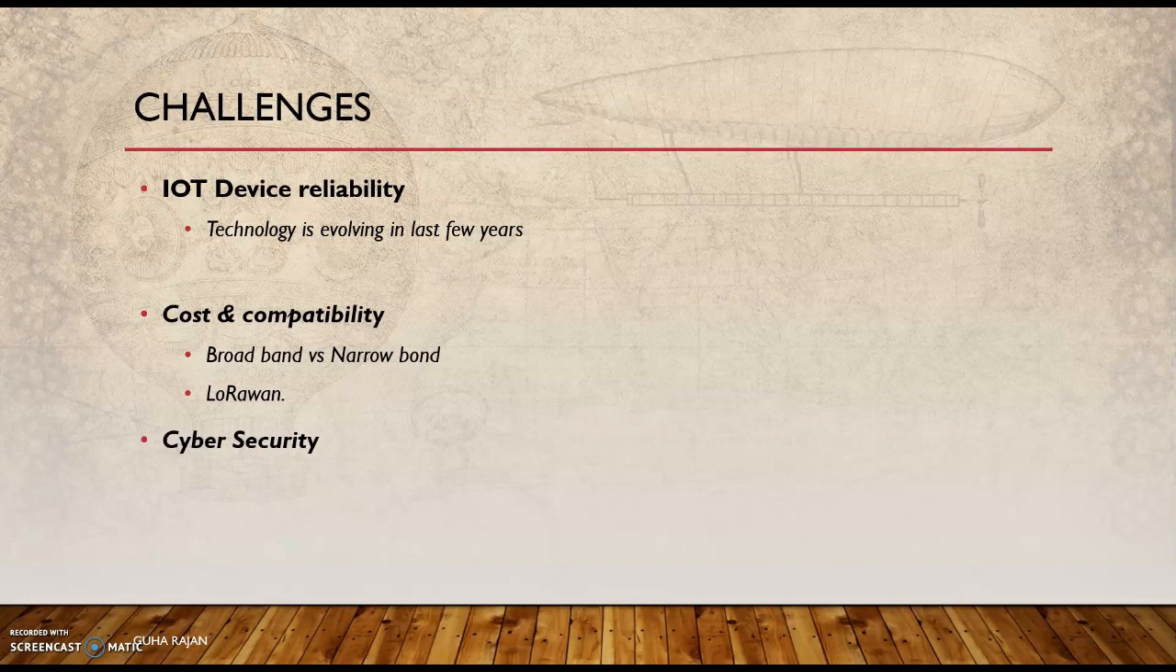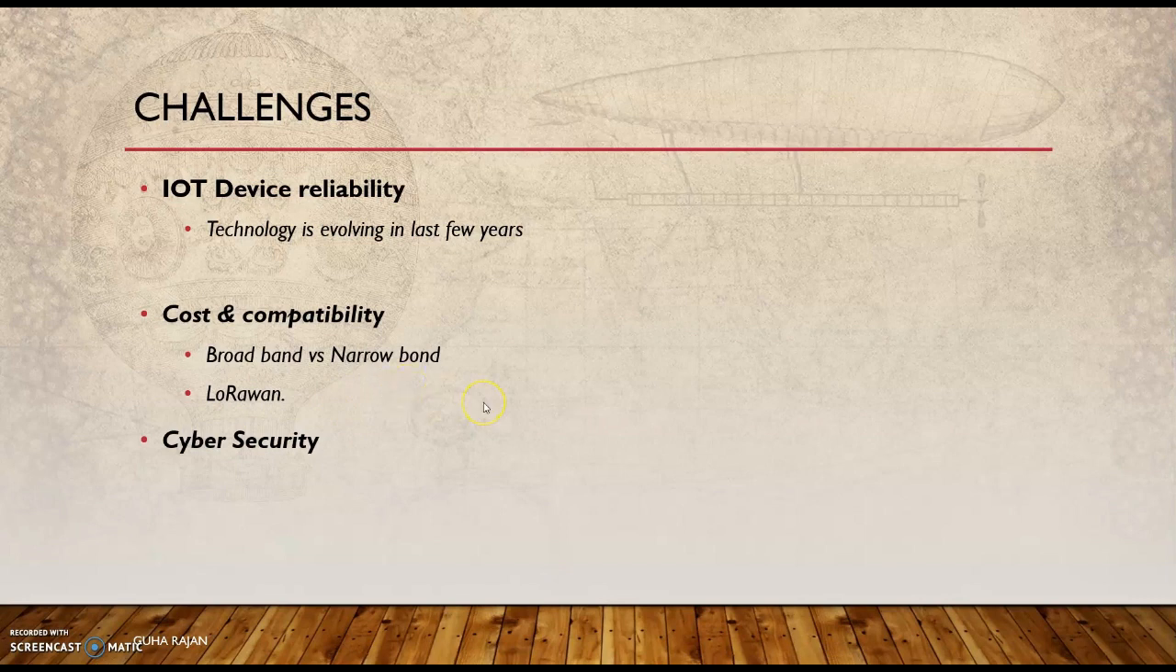Cost and compatibility. As of now, there is a technology which is more on the network side. One is broadband, and another one is narrowband. We'll get into the next slide, which will be much easier to understand. Low power wide area network is what LoRaWAN is, and cybersecurity is always an evolving field. That is, of course, one of the challenges in IoT as well.